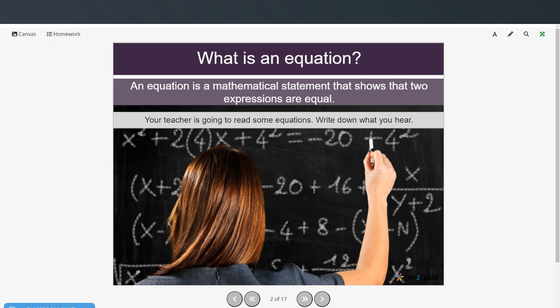The next one is x cubed minus 2x plus 9 equals 12. And the last one, the square root of x minus 2 equals 16. I'll go ahead and write these so you can check your answers.